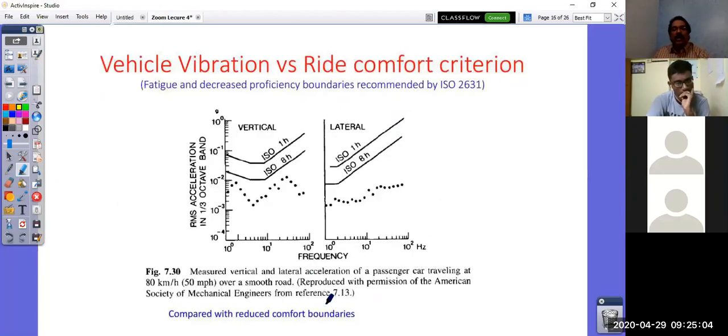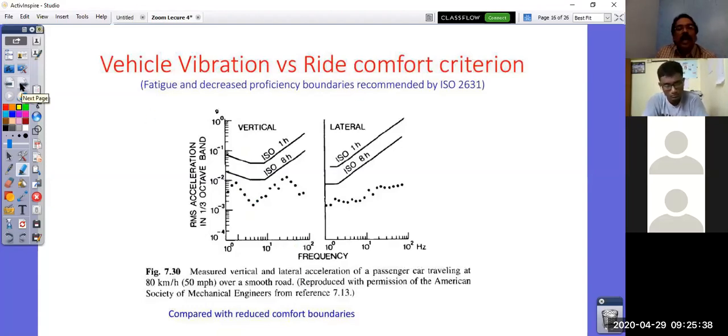That is for one particular vehicle at 80 kilometers per hour, where the test is done on a smooth road. So this is the ride measurement criteria. If you look at these, all the dots are below this line. That means these measurements are confirming the vehicle comfort quality, right? Again, for the reduced comfort boundaries, these boundaries will come 10 dB below. That's what this graph shows.